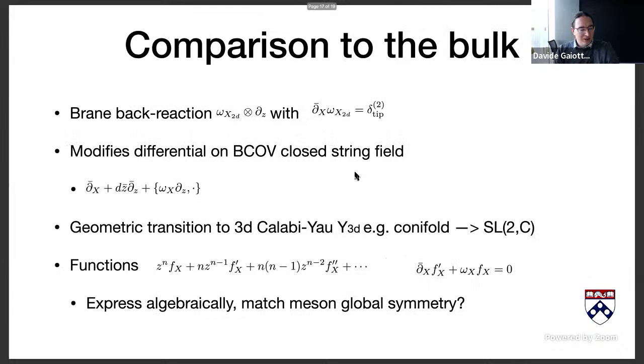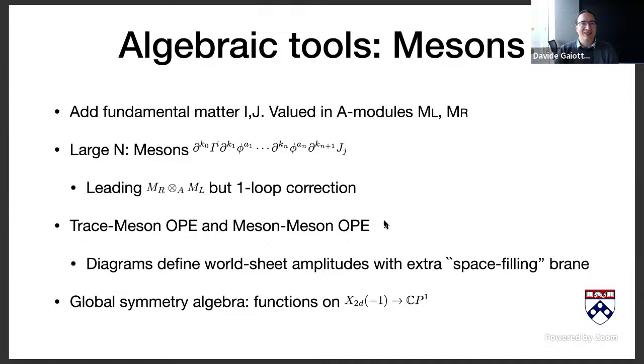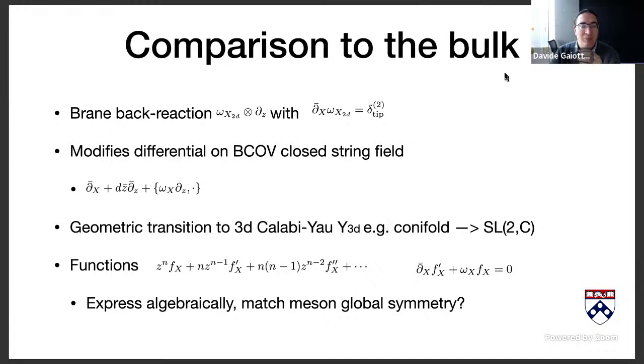Here in this slide, I'm just commenting a little bit on what the back reaction looks like. I've been talking for a while about this X times C and how I back-react to Y3D. What does it mean in practice? If you wrap branes on C at the tip of X, the back reaction looks like this. It's a Beltrami differential. It changes the complex geometry. The vector is along the Z direction and the one-form part is along the X direction. So you can think of this as taking the Z plane and fibering it in a non-trivial way over X. As in BCOV theory, this essentially modifies the differential.